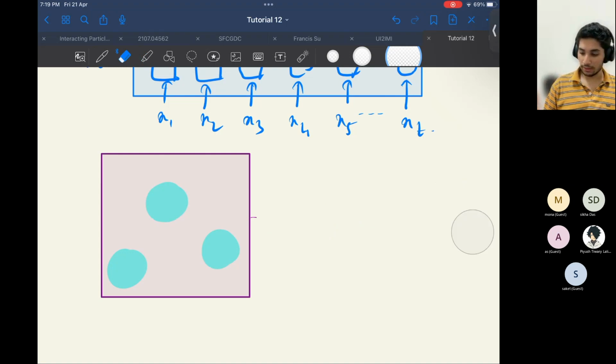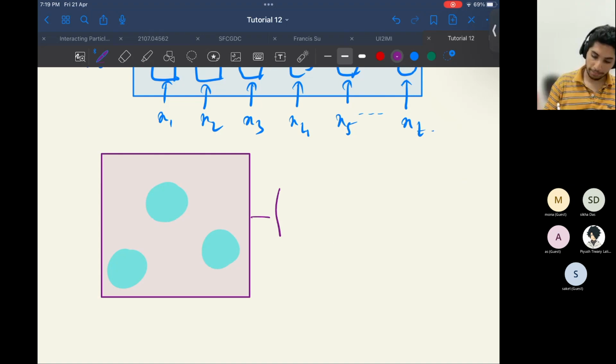So to do that, what we do is the following. We pass it through a CNN.